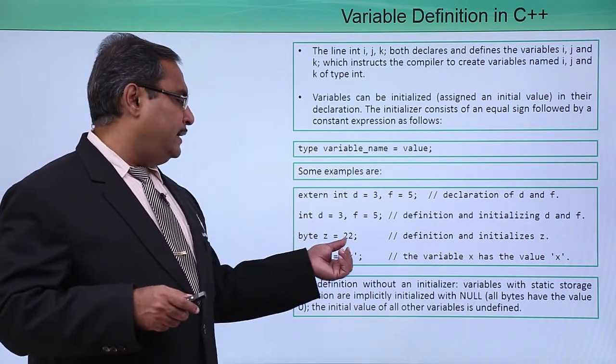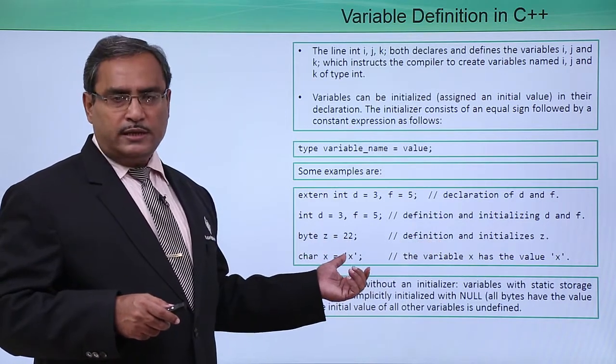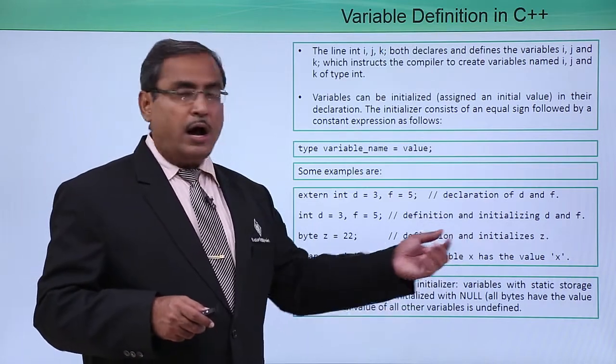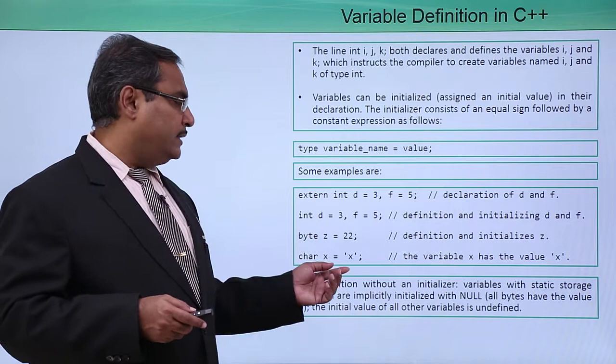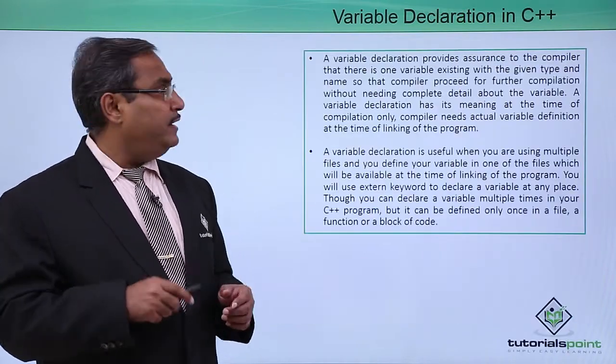So byte z = 22 is a definition. Character x = 'x', where 'x' is a value and x is the variable name, is also a definition of this character x with initialization at the same time. So that is the difference between declaration and definition.